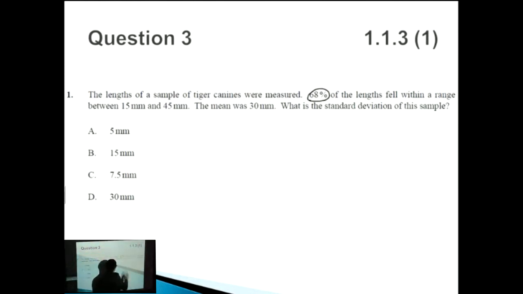68%, big number. The second number that you need to remember is 95%. So 68% of a normally distributed, that's what ND stands for, of a normally distributed variable will be within plus or minus 1 standard deviation from the mean.